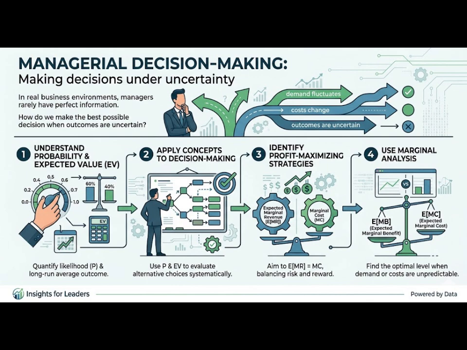So, by the time you finish this session, you should be able to, number one, understand probability and expected value. Number two, apply these concepts to managerial decision making. Number three, identify profit maximizing strategies under uncertainty. And number four, use marginal analysis when demand and costs are unpredictable.